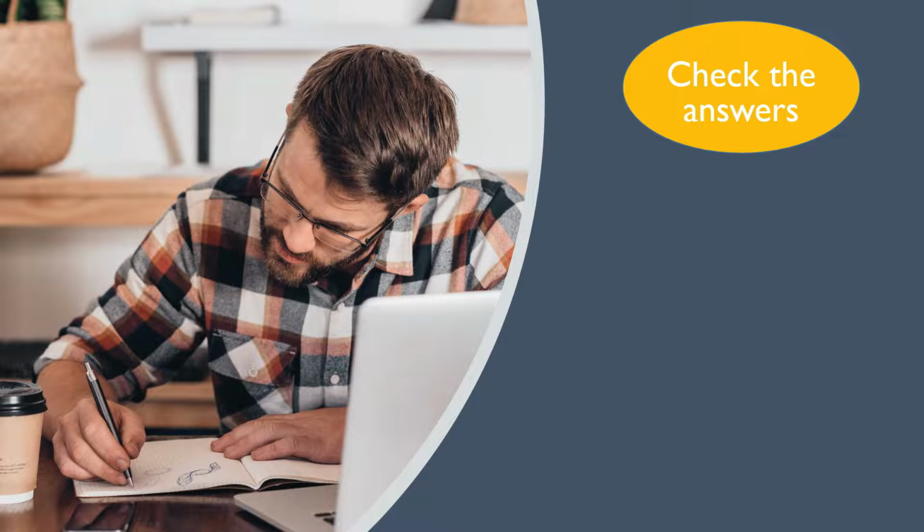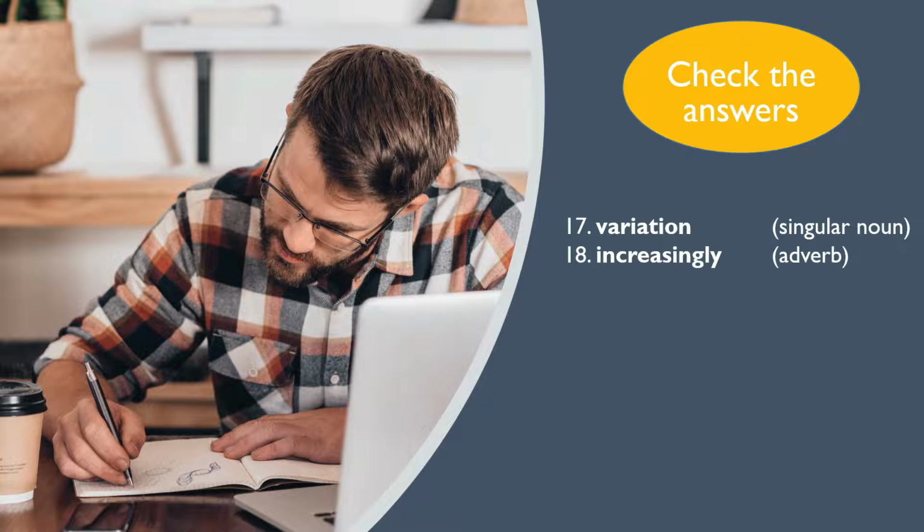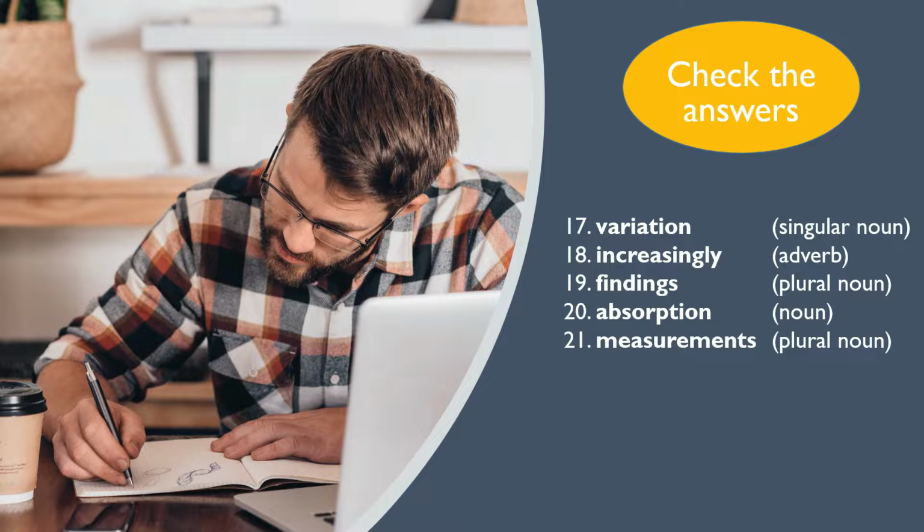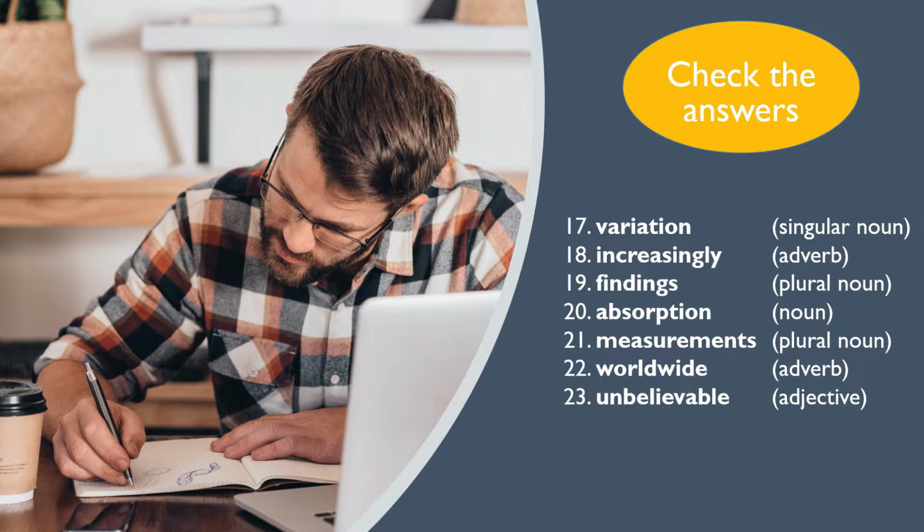Let's check your answers together. So for 17, our singular noun, variation. For 18, the adverb was increasingly. For 19, the plural noun was findings. For 20, the noun was absorption. 21, the plural noun, measurements. 22, the adverb worldwide. 23, the adjective unbelievable. And last but not least, 24, the adjective problematic.